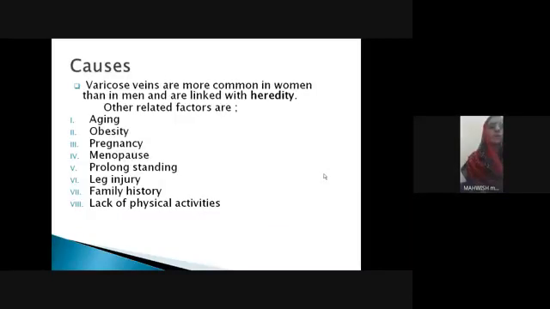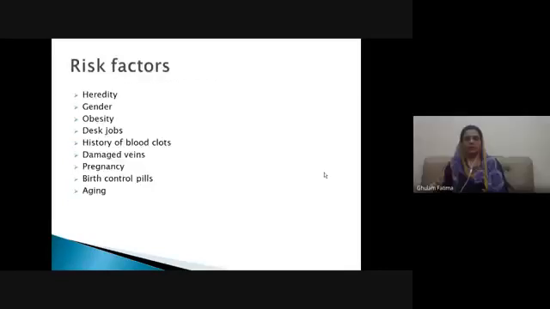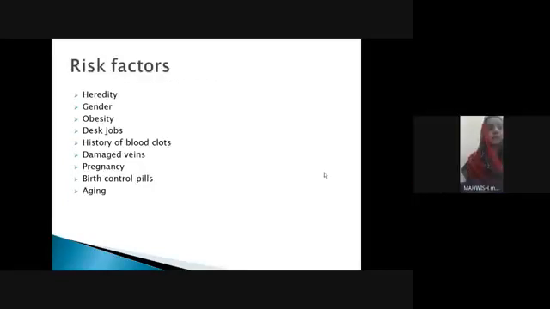Next, causes. Varicose veins are more common in women than in men and are linked with heredity. Other related factors are aging, obesity, pregnancy, menopause, prolonged standing, leg injury, family history, lack of physical activity. Next, risk factors. Risk factors are heredity, gender, obesity, desk job, history of blood clots, damaged veins, pregnancy, birth control pill, and aging.